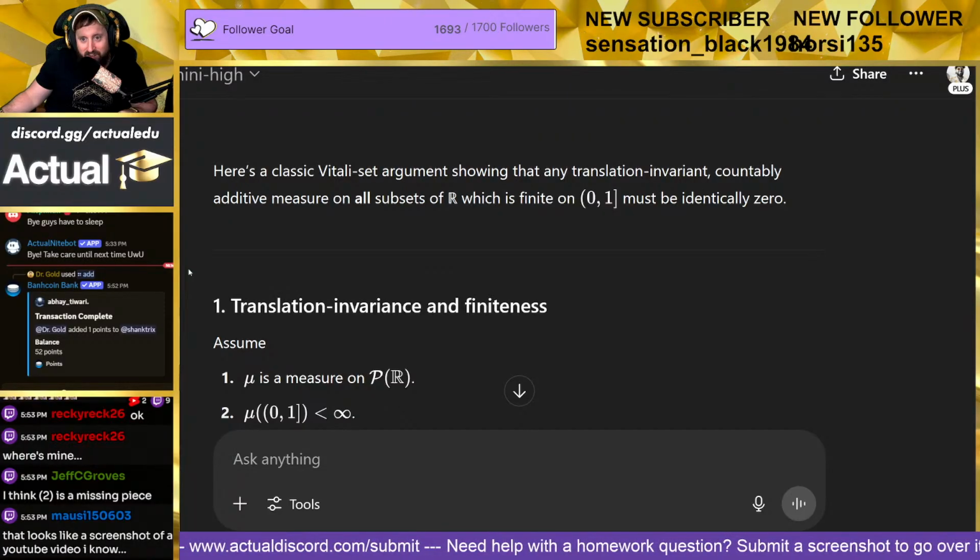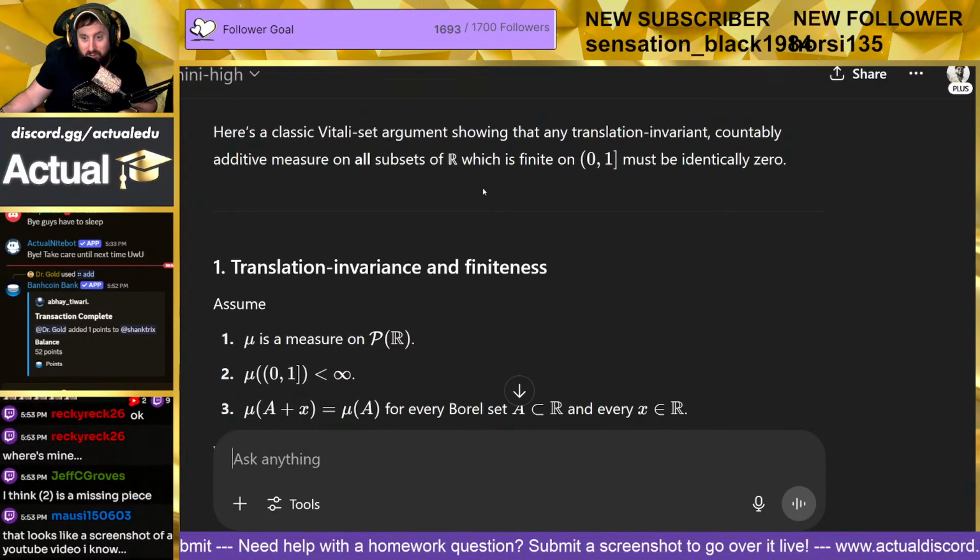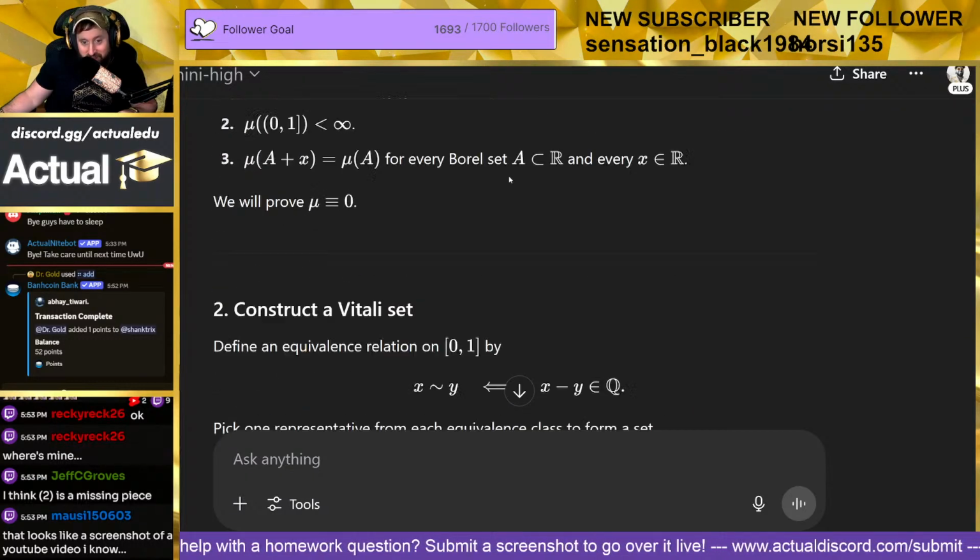Here's a classic Vitali set argument showing that any translation invariant countably additive measure on all subsets of R, which is finite on 0 to 1, must be identically 0.